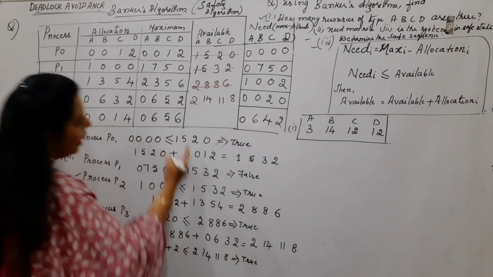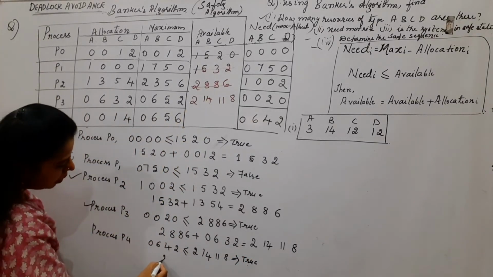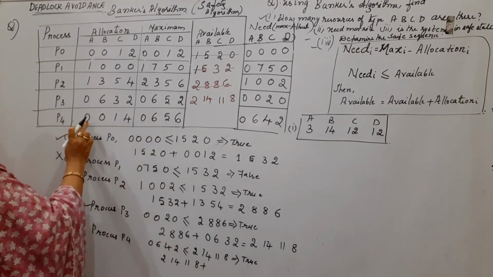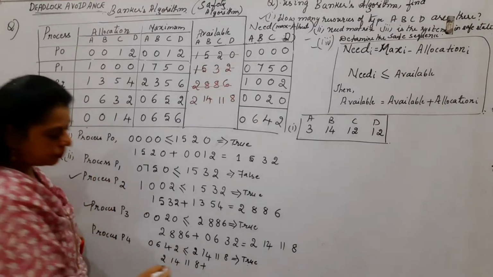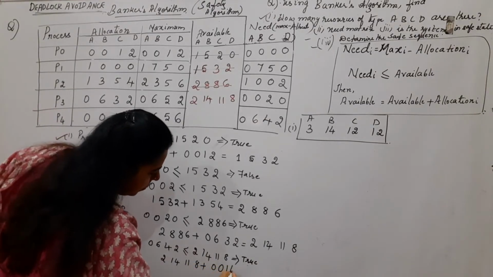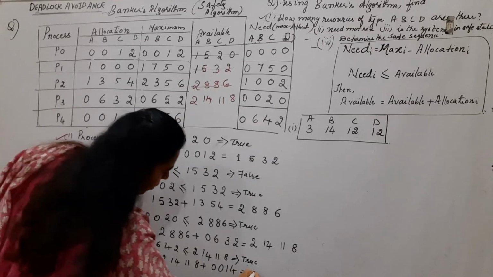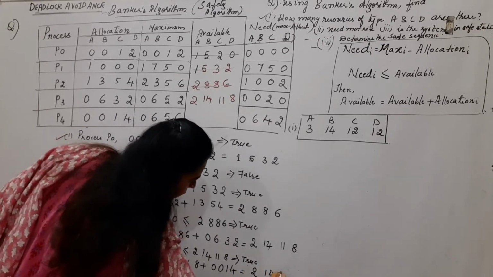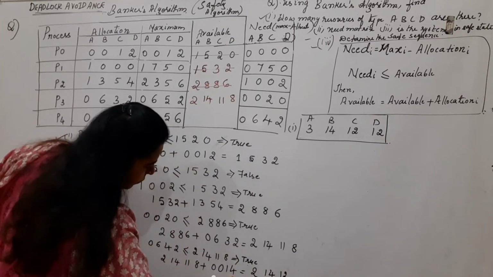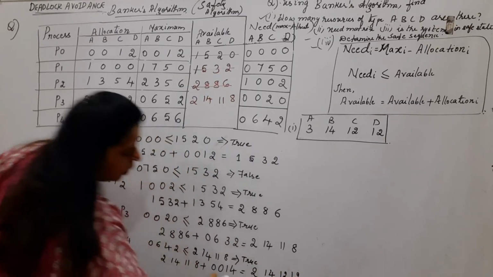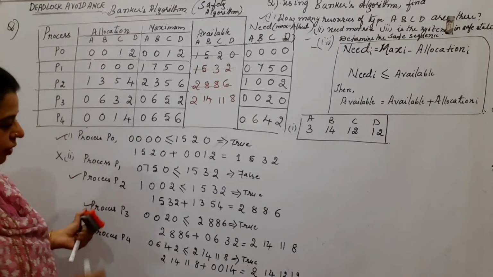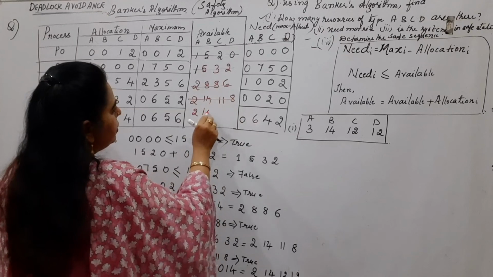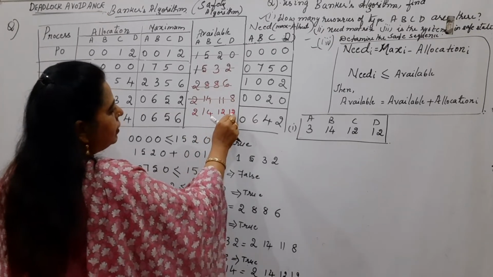If it is true, add available equals available plus allocation. 2, 14, 11, 8 plus what is allocated? 0014. Once you add, you will get 2, 14, then 11 plus 1 is 12, then 8 plus 4 is 12. So the new value for available is 2, 14, 12, 12.